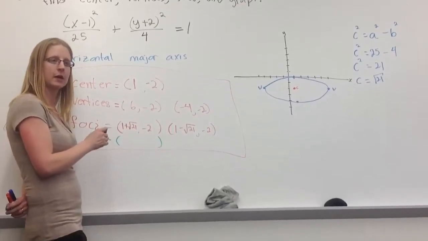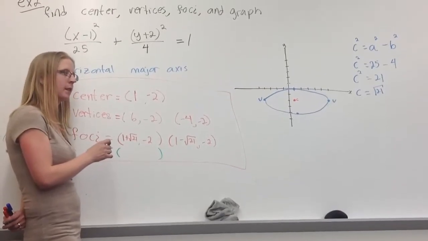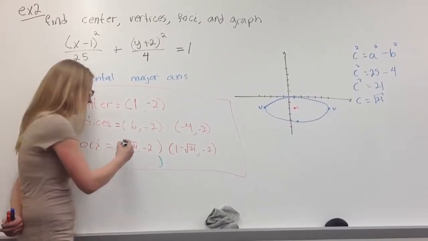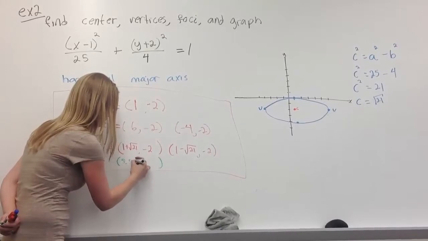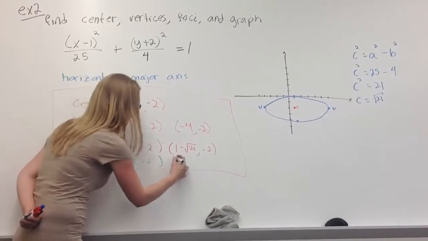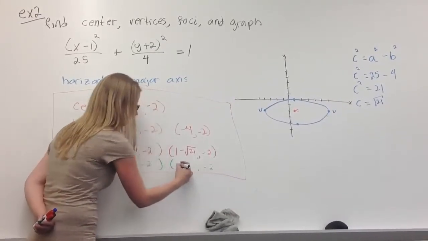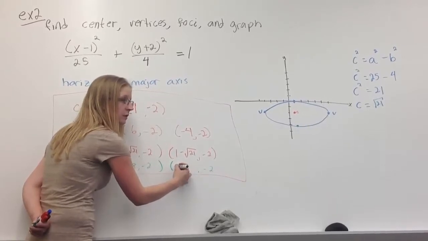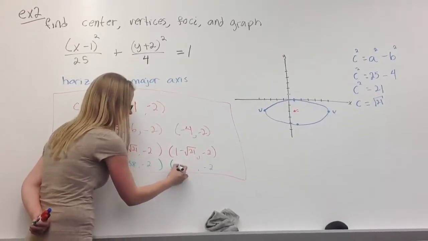If you don't mind, I don't have my calculator with me. 5.582. What is 1 minus the square root of 21? Negative 3.582.